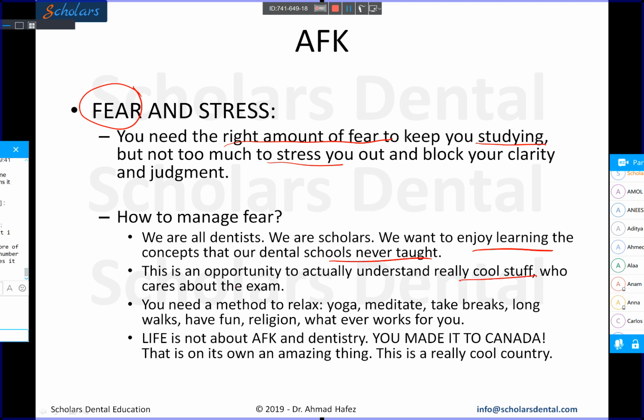So try to look at the exam as not an exam or a test for you. Try to look at it as, okay, I have to become something. I have to improve myself to deserve to pass, and that's something good. You're improving yourself. You need a method also to relax, whatever works for you, walking, yoga. And don't look at life as all or none. It's not all about the exam. You made it. If you came to Canada, then be happier here. A lot of people are just happy to make it here, right?